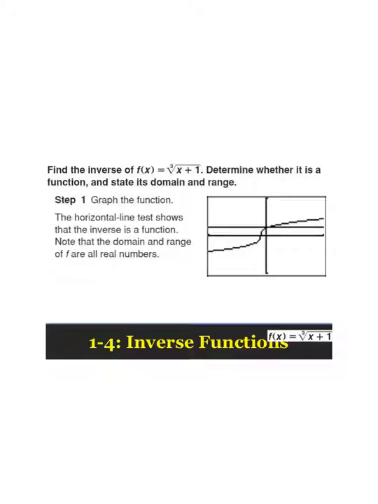And you will see a graph on your window that looks like this. If your window's out of whack, not your normal standard viewing window, you need to go to zoom and then scroll down to standard and hit enter, and then your window should look like this. So first of all, I need to determine whether it's a function. If I apply the vertical line test all the way through here, it is indeed a function.